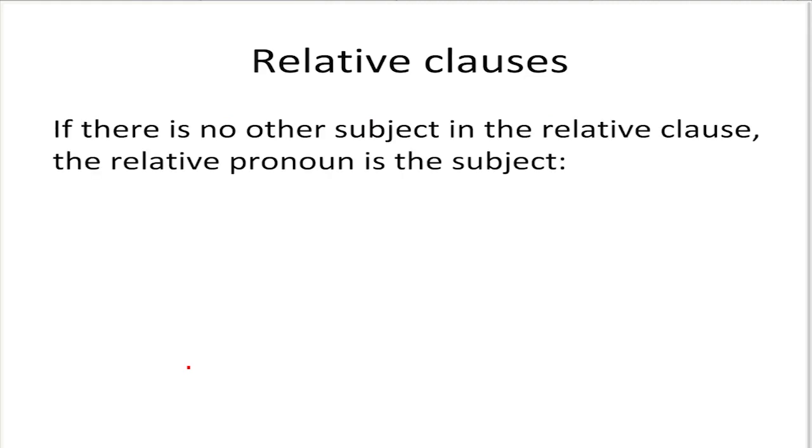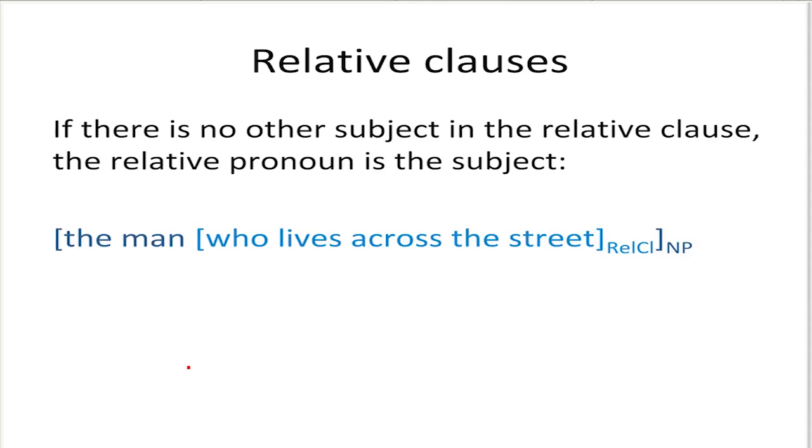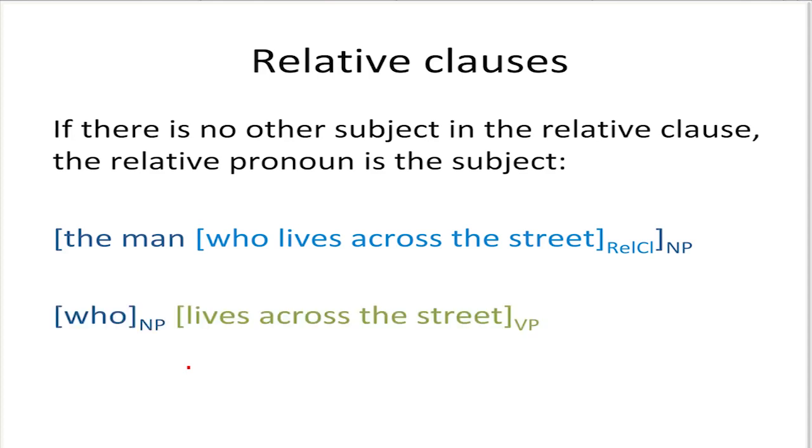If there is no other subject in the relative clause, then the relative pronoun functions as the subject. So in the man who lives across the street, the relative clause, who lives across the street, is analysed like this, where who is the subject noun phrase and lives across the street is the predicate.